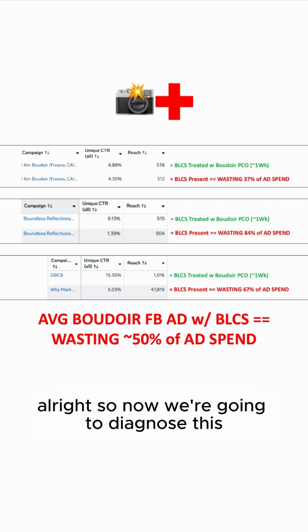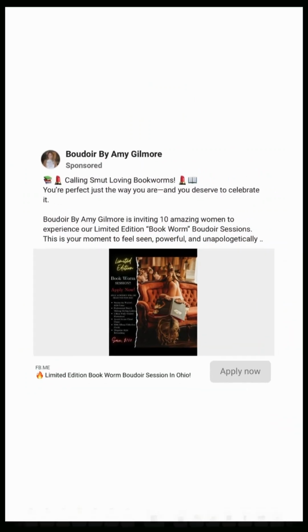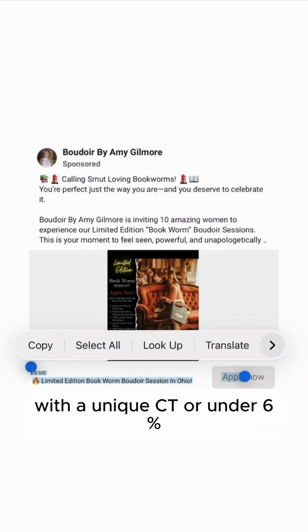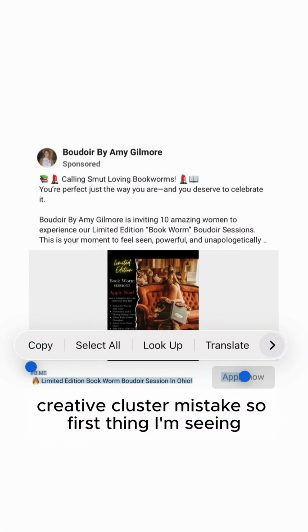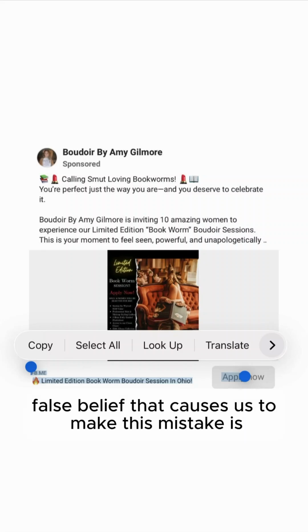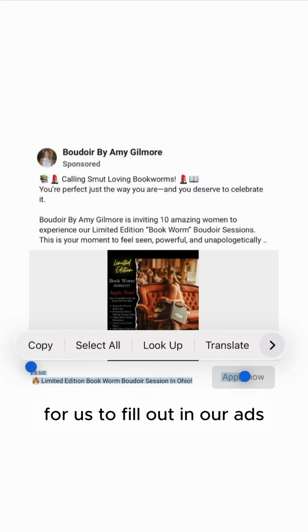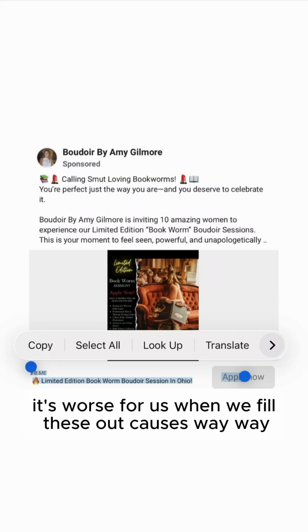All right, so now we're going to diagnose this, if we believe it has BLCS, aka Boudoir low click syndrome, with a unique CTR under 6%. So first thing I'm looking at here is the below creative cluster mistake. The false belief that causes us to make this mistake is we're trusting that what Facebook recommends for us to fill out in our ads, all these fields they give us, is best for us instead of being best for Facebook. And actually, it's best for Facebook. It's worse for us when we fill these out.